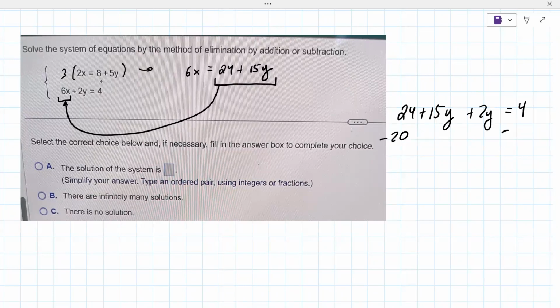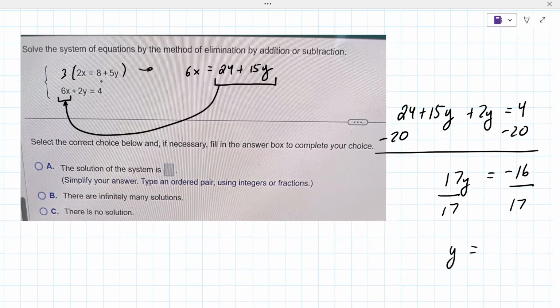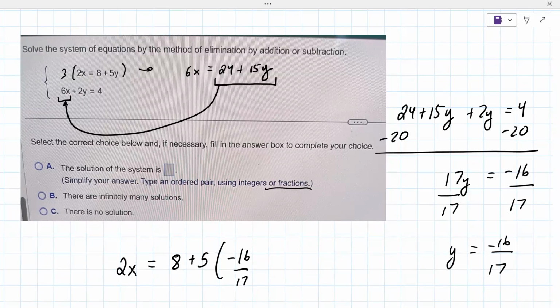Subtract 20 from both sides. Boy, unfortunately, we are not going to get a nice answer. So you divide by 17. Y equals minus 16 over 17. Darn. It does say that it's fractions, so I guess we shouldn't be too surprised. So now that you have the y, you have to put it in one equation or the other. We'll go to the top equation there. 2x equals 8 plus 5 times, instead of the y, minus 16 over 17.